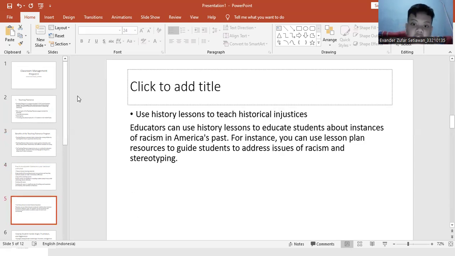Use historians to teach historical injustice. Educators can use historical lessons to educate students about instances of racism in America's past. For instance, you can use lesson plan resources to guide students to address issues of racism and stereotyping.